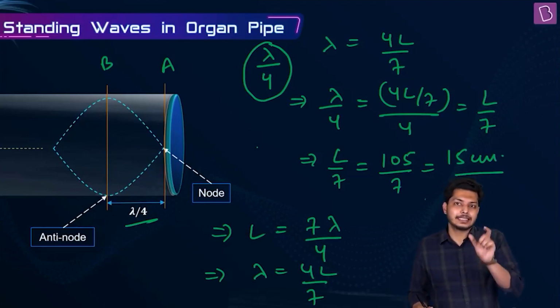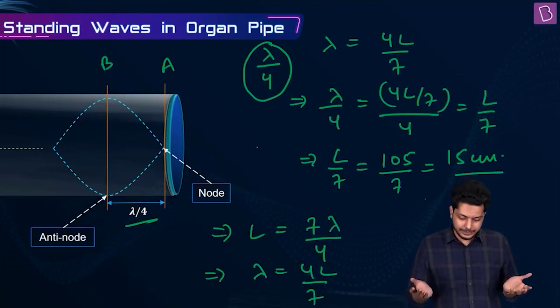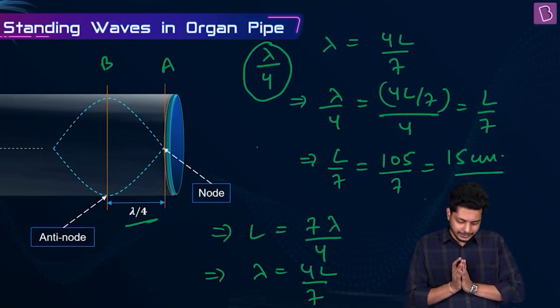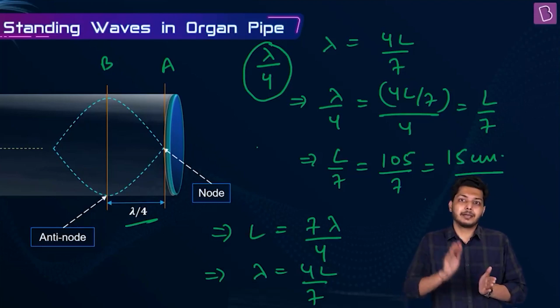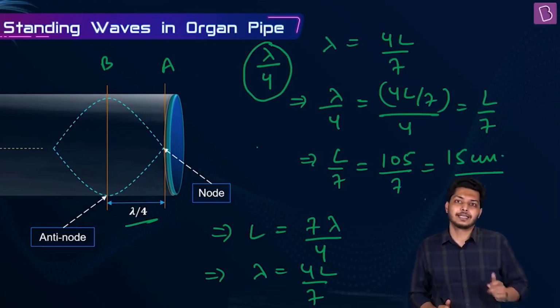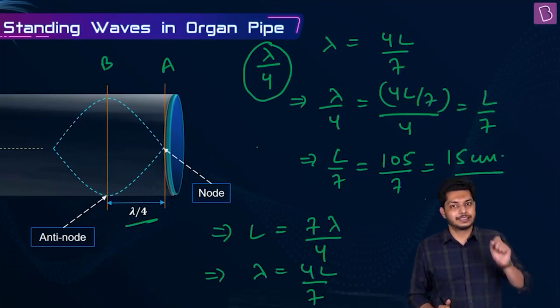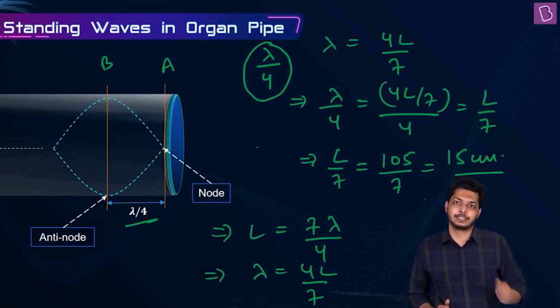So lambda by 4 is the minimum distance where we can find an antinode for displacement wave or a node for pressure wave. By our calculations, we got that the wavelength is given by 4L by 7 in this case. Now lambda by 4 will be given by L by 7. L is given as 105, and that is why L by 7 or lambda by 4 came out to be 15 centimeters, which is the minimum distance where we can find a node for pressure wave or an antinode for displacement wave from the closed end.